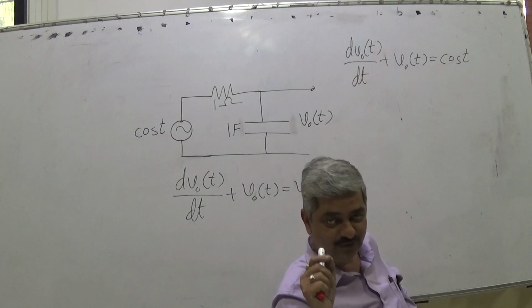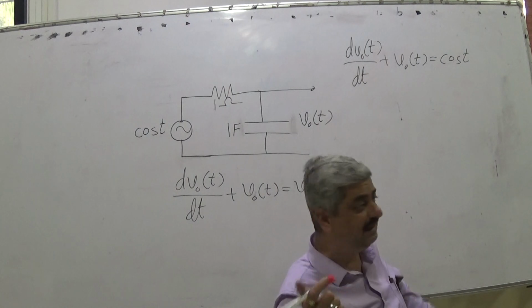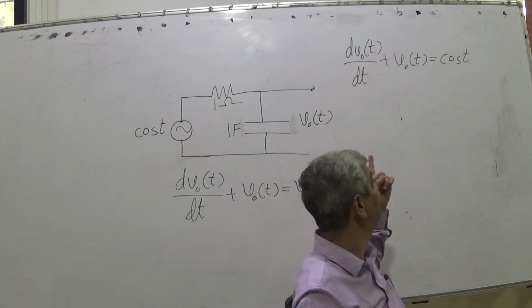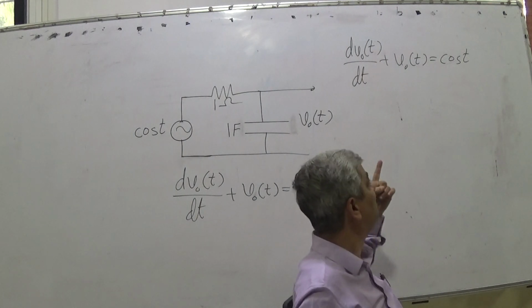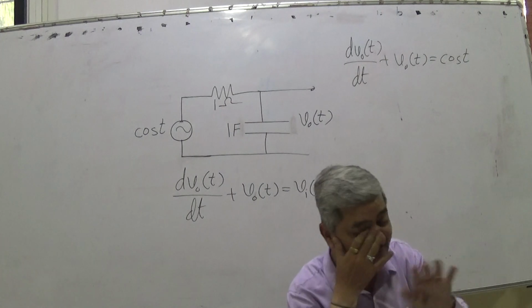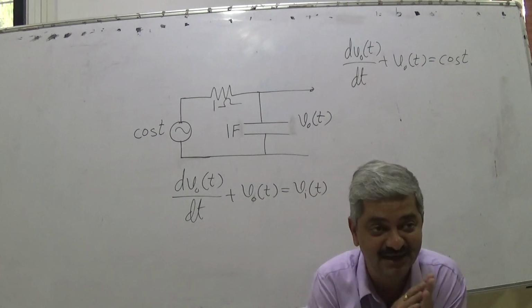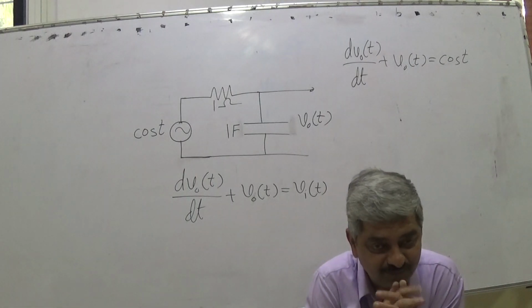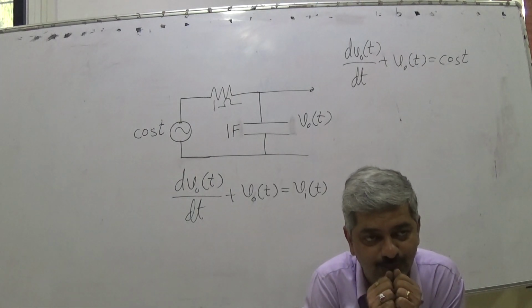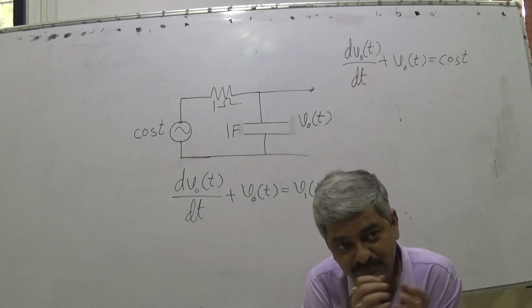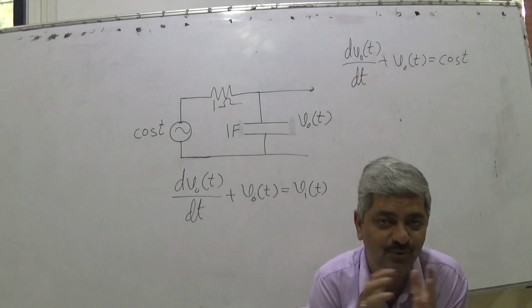When I say find Vo, is Vo equal to t a solution for this? No. Vo equal to t, that is dVo by dt is 1, plus t is not cos t. So even though there are infinite solutions, that doesn't make the solution simple or something anybody can find out. So you try to find out this solution. How to find out?